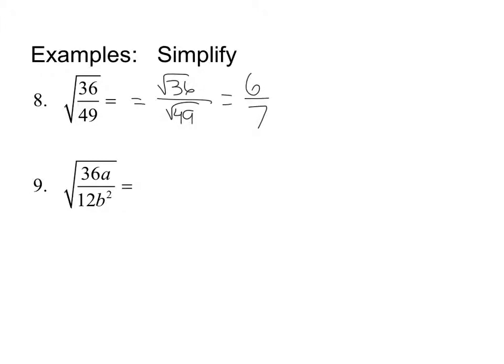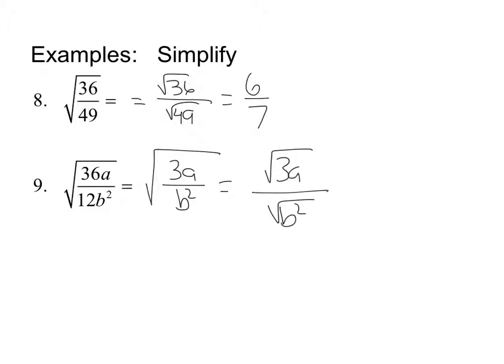So you get, I'm just trying to simplify. So I would just have this, 3a over b squared. And that would be the square root of 3a over the square root of b squared, which is the square root of 3a over b. Okay? So when you have a non-perfect square in the denominator, try to see if you can simplify it first, okay? All right, let's take a look at some more.